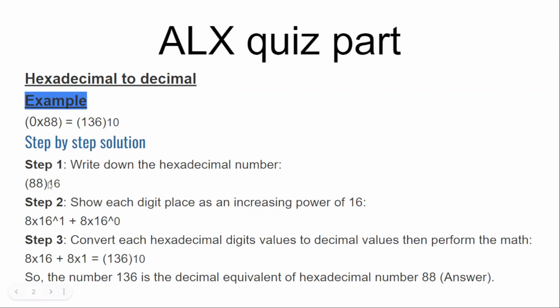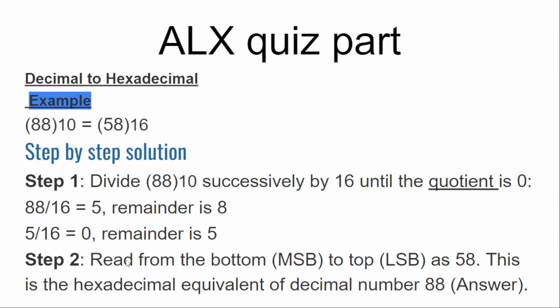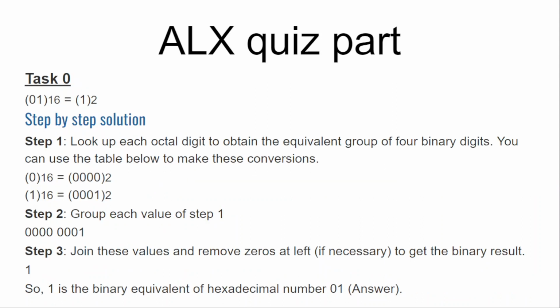That means 8 multiplied by 16, where this digit is 0 and this one is 1. So 8 multiplied by 16 to the power of 1 plus 8 times 16 to the power of 0. In this way, the value is put in base 10. So we can change decimal to hexadecimal and hexadecimal to decimal this way.